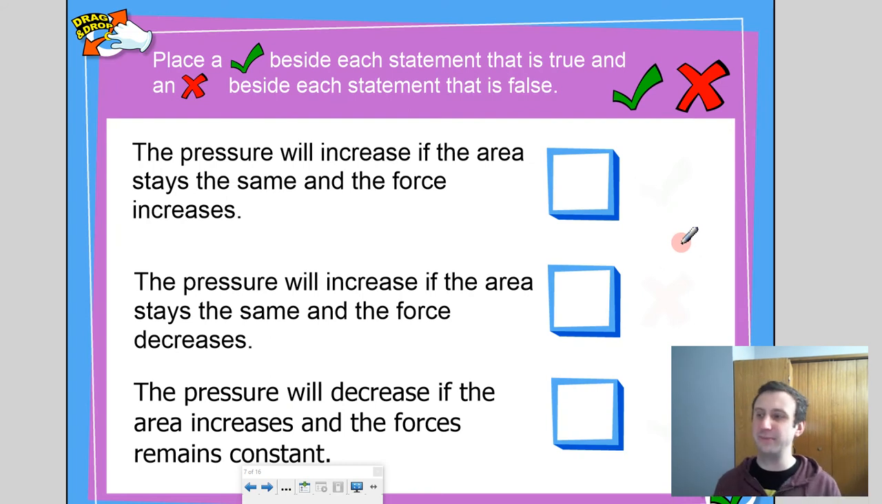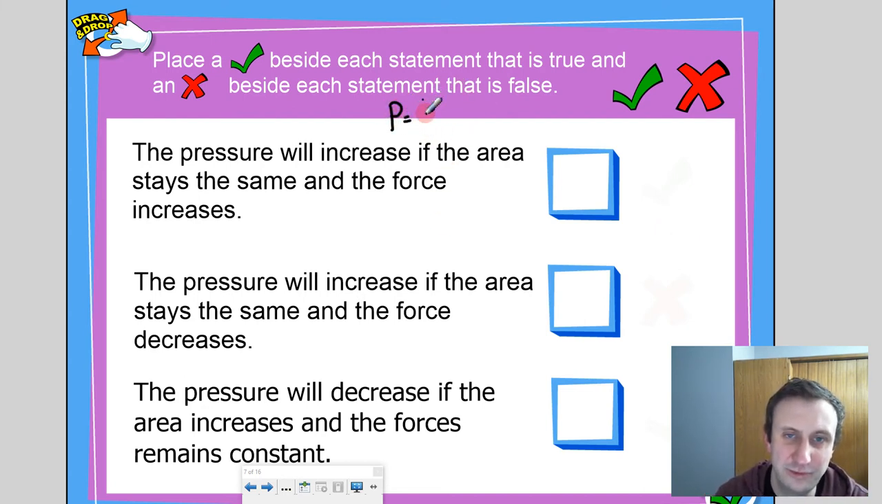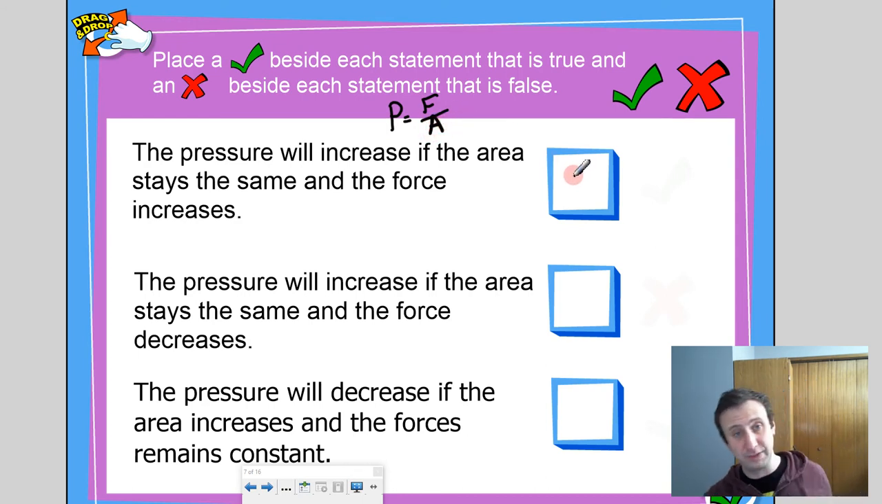So let's take a look at some other scenarios, and we're going to say if each is true or false. A lot of nice true or false statements here for us to chew on to see if we can understand pressure. The pressure will increase if the area stays the same, but the force increases. So let's write out our formula here. Pressure is equal to force divided by area, because I always want to look at that formula in order to figure out what's going on. So the area is staying the same and the force is increasing. What's happening to pressure? It's going to increase. That's a check mark. Next: area is staying the same and the force decreases. That's wrong. If force goes down, pressure is going to go down.